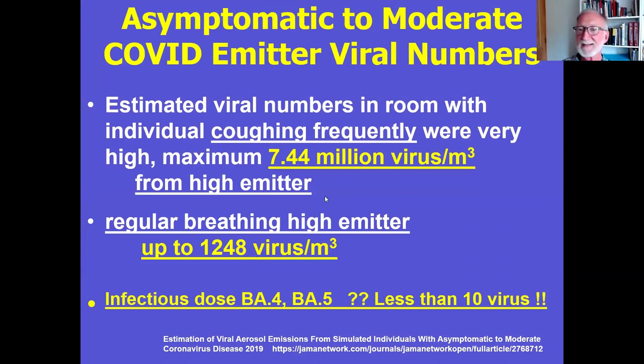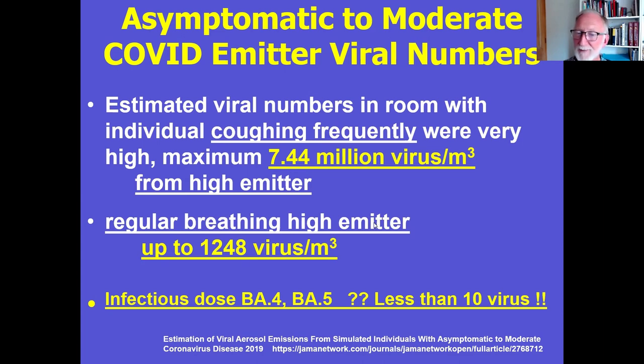Viral numbers are estimated, because we can't do research. It would be unethical to say, would you mind volunteering to get different amounts of virus to see if you become ill with COVID? So we have to do it other ways. Estimated viral numbers for somebody who is infected and coughing frequently: over 7 million virus per cubic meter. That's when they're coughing. So stopping 95% of that 7.4 million in a supermarket or elsewhere is a trouble. So if they're coughing, we don't want them in the supermarket. But it doesn't always work that way.